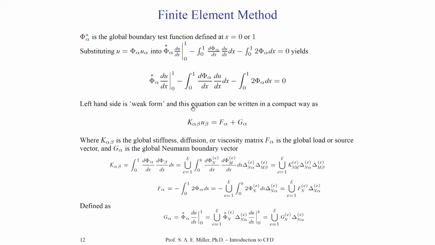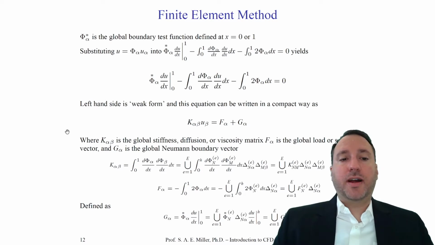We can write this equation up here in a very compact way, which might be familiar to some people who've taken a finite element method class. But for now, let's try and explain it. We'll write it as k alpha beta u beta equals f alpha plus g alpha. The reason we wrote it in this way is many types of differential equations can be formed and compacted into this particular way for k, f, and g. Here, we'll define k alpha beta as the global stiffness, diffusion, or viscosity matrix. F will be the global load or source vector, and g will be the global Neumann boundary vector.